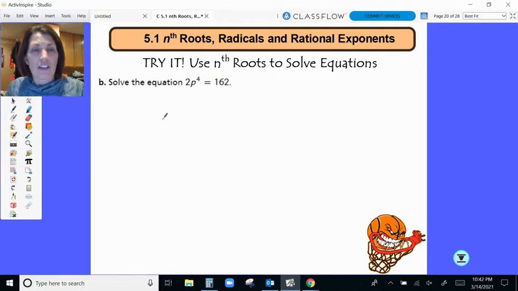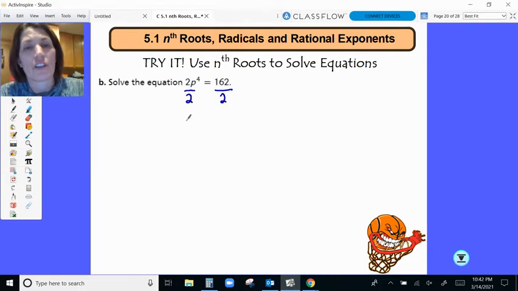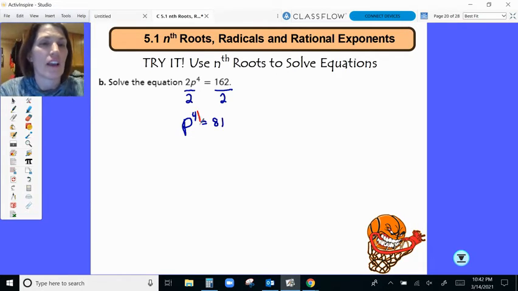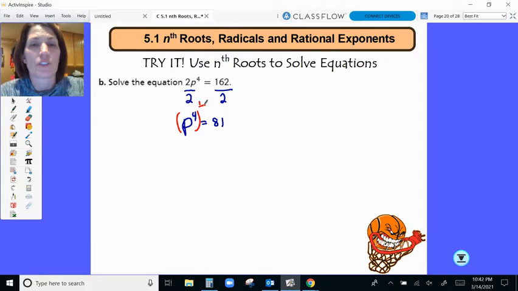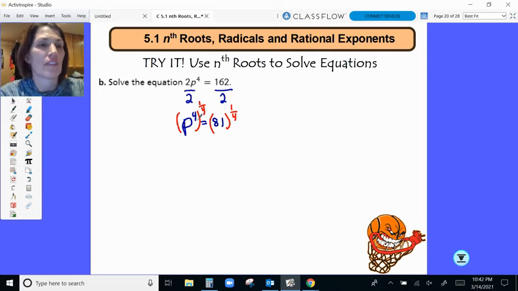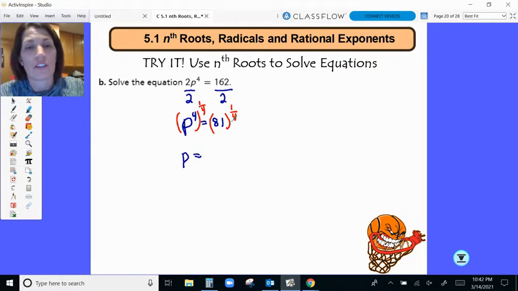And then this one here, once again, we're going to make sure we isolate that variable first. So p to the 4th power equals 81. And then we're going to go ahead and raise both sides to 1/4, the reciprocal of that. So now 4 times 1/4 is p to the 1st power.